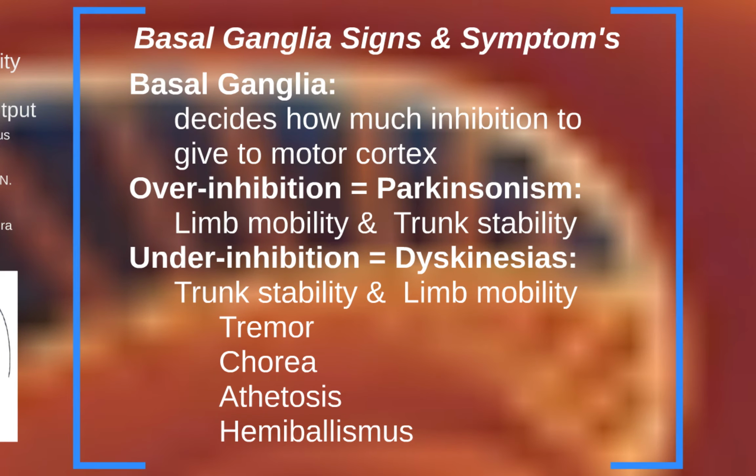So what would occur if we were to have damage to this region? Well, noting that the basal ganglia decides how much inhibition to give to motor cortex, we would note that over-inhibition would actually cause Parkinsonism. This would be decreased limb mobility and increased trunk stability. On the flip of that, the under-inhibition would actually cause excessive movement or dyskinesias. This is where you would have decreased trunk stability and increased limb mobility. And this would result in tremor, chorea, athetosis, or hemiballismus, often symptoms noted in Huntington's chorea.